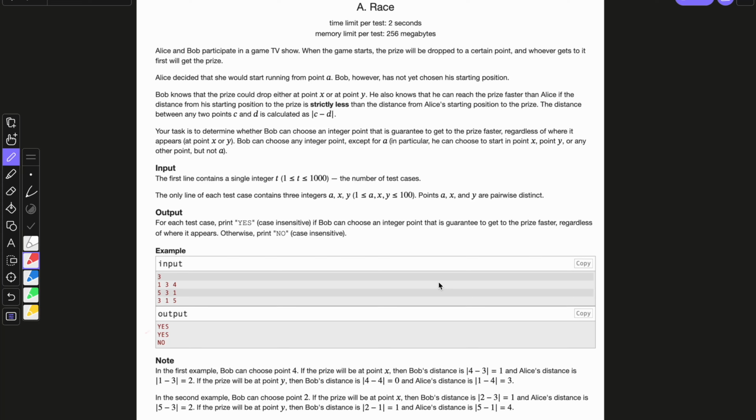With the question, a race. Alice and Bob participate in a TV game show. When the game starts, the prize will be dropped at a certain point, and whoever gets it first will get the prize. Alice decided that she would start running from point A.